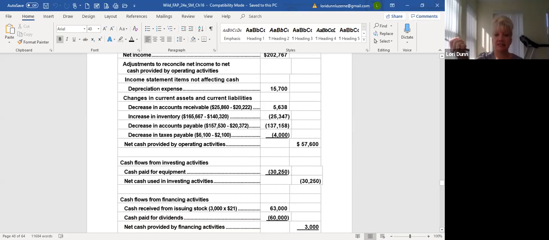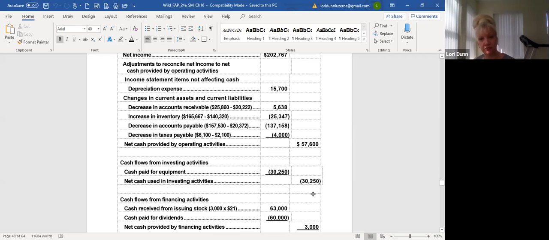So that dividend decreases cash flow from financing activities. Now, if you're going, well, what about net income? We already did that. We already showed the impact of net income separately in its own little section. So you don't have to worry about that. Worry about why retained earnings decreased. So the two activities that are accounted for in this area would be the cash received minus the cash paid for dividends. So overall, the company has net cash provided by financing activities of $3,000.